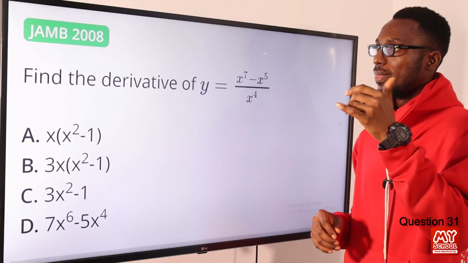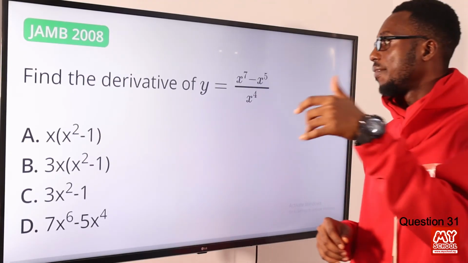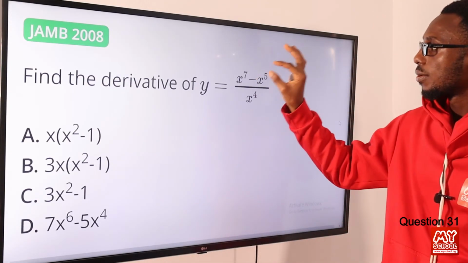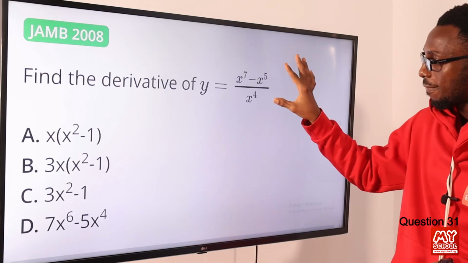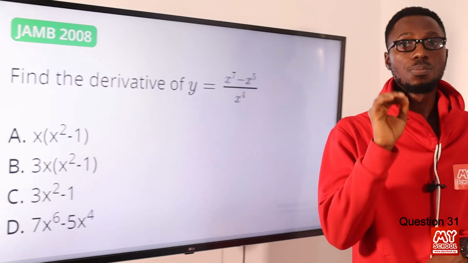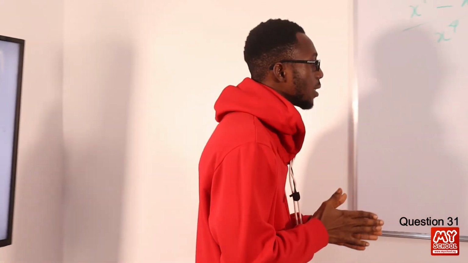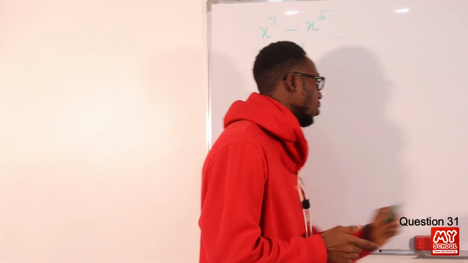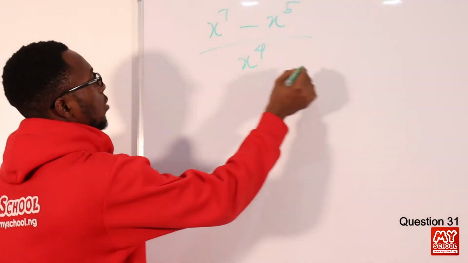Number 31. Find the derivative of y equals x raised to the power 7 minus x raised to the power 5 over x raised to the power 4. Alright, so we can use indices to solve this. Okay, so I can do a split.